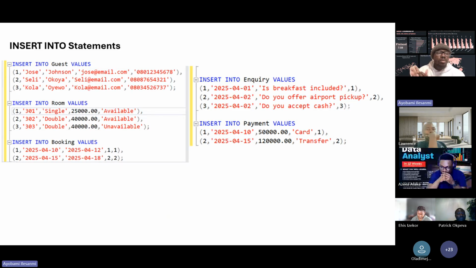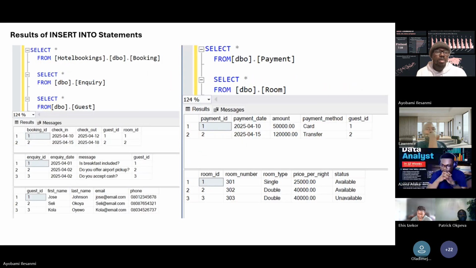And moving on to inserting the records into these tables, we made use of the insert into statement to put records in the tables, and we have the results for the insert statement here.